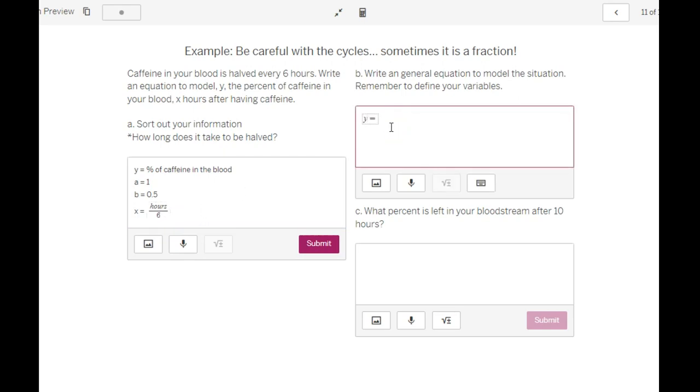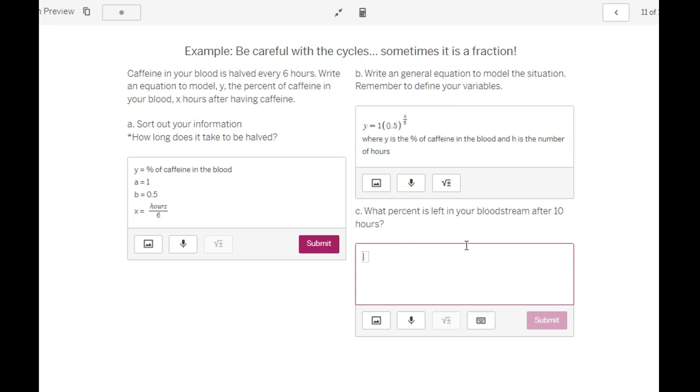So the general equation for our situation, we have y is equal to 1 times 0.5 to the power of h over 6, where y is the percent of caffeine in the blood and h is the number of hours after ingesting it. Now, what percent is left in your bloodstream after 10 hours?